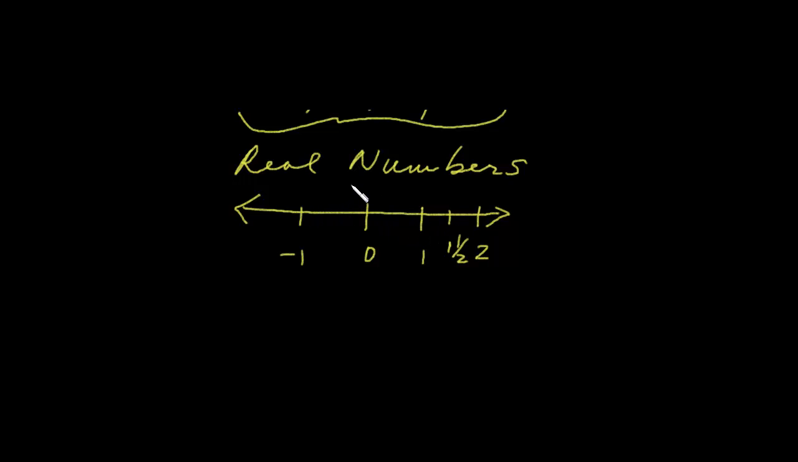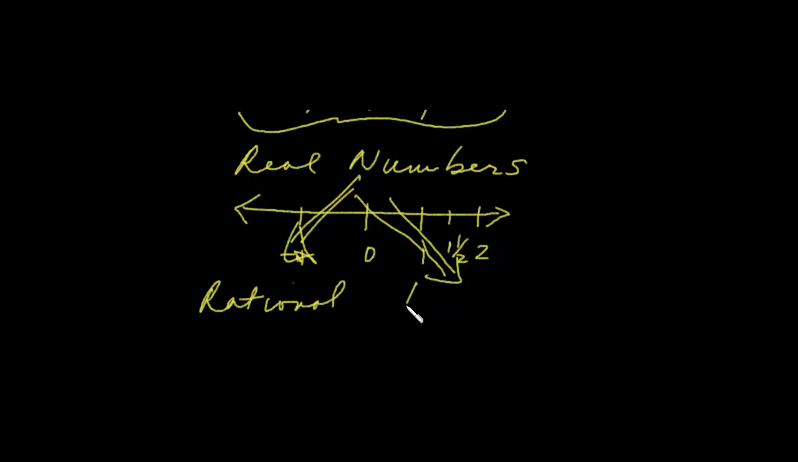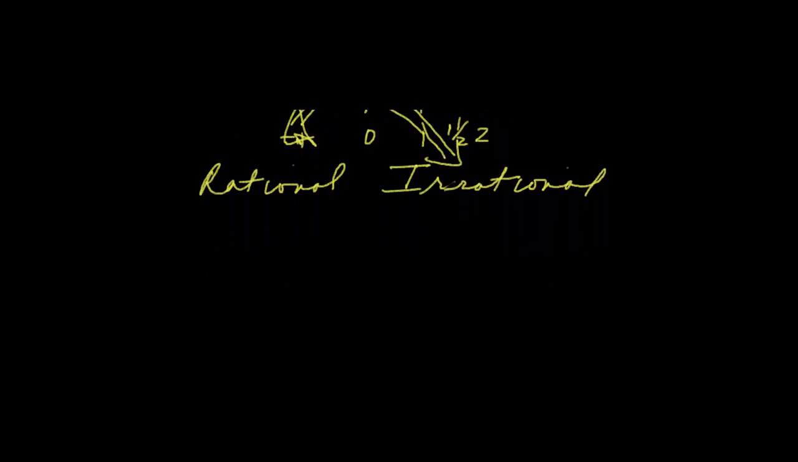Now the real numbers consist of two classes of numbers. The two subsets of real numbers would be your rational numbers and your irrational numbers. We spoke a little bit about those in a previous video. We won't get too far into it today, because we're going to move on to another aspect of making the transition from basic math to algebra.